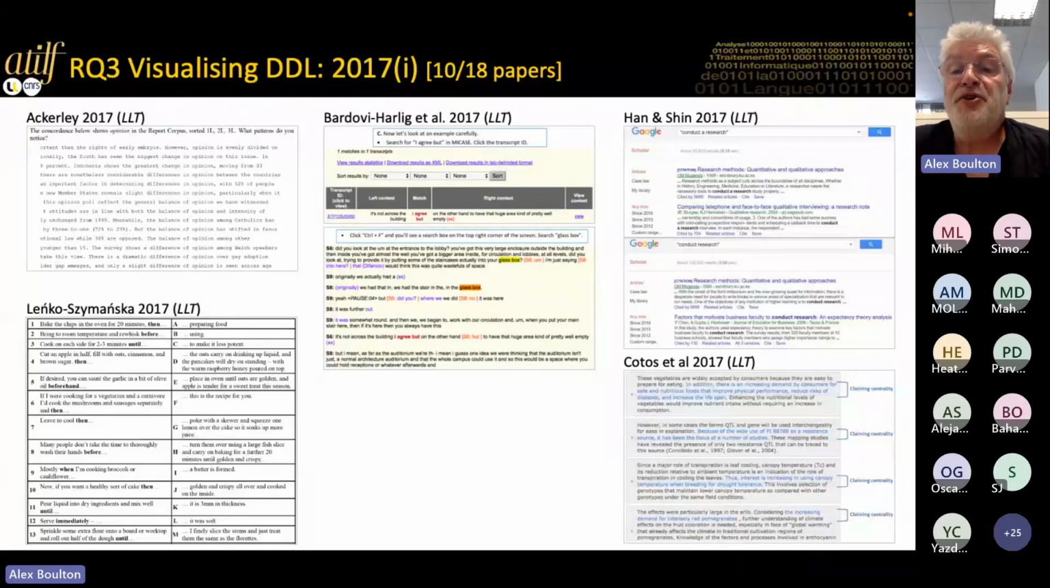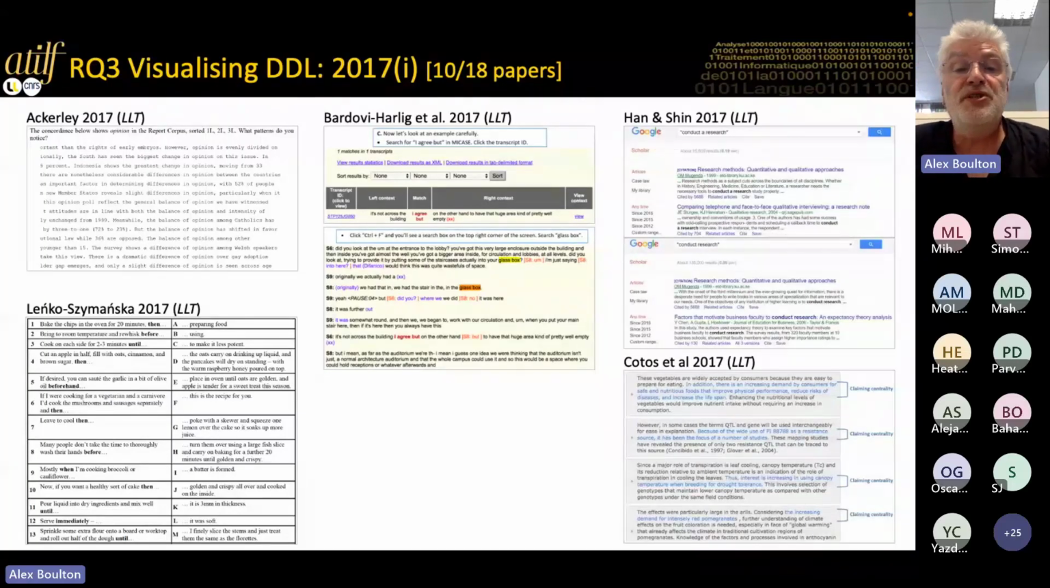On the right, you've got Han and Shin, who use Google, or more specifically Google Scholar. Do you conduct research or conduct a research? And using inverted commas, you can see that both exist, but they don't have the same frequency. And if you have conduct a research, it's normally conduct a research study or conduct a research interview, for example. So research is not the head noun.